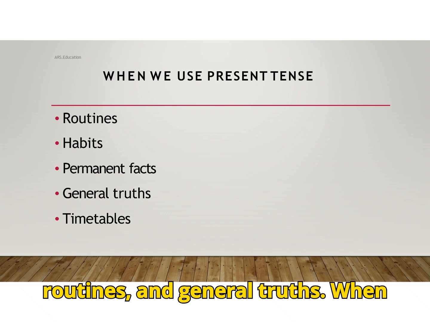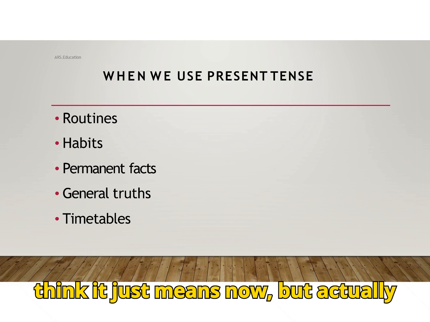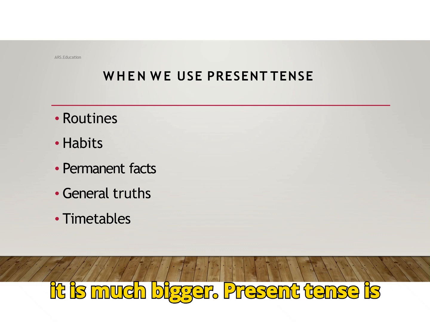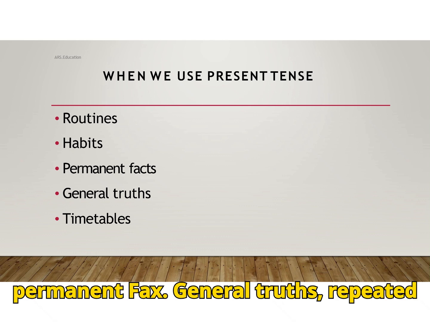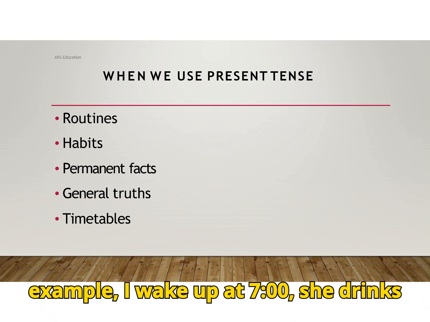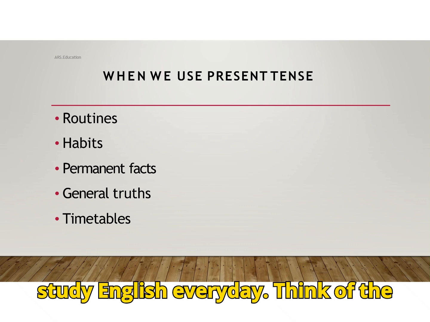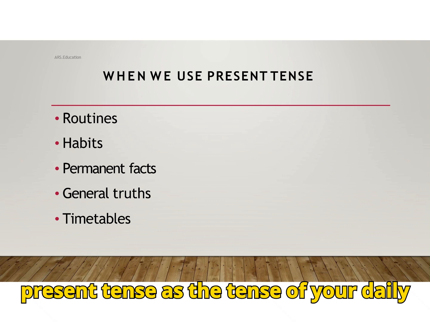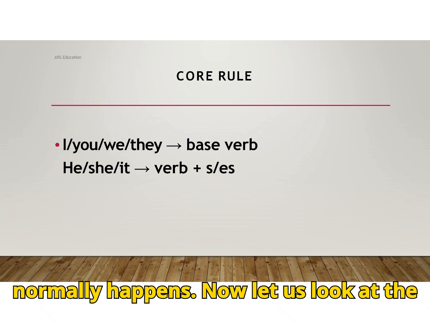general truths. When students hear present tense, they often think it just means now. But actually it is much bigger. Present tense is used for daily routines, habits, permanent facts, general truths, repeated actions, and even scheduled events. For example, I wake up at 7, she drinks coffee, the sun rises in the east, we study English every day. Think of the present tense as the tense of your daily life, the one you use to describe what normally happens.